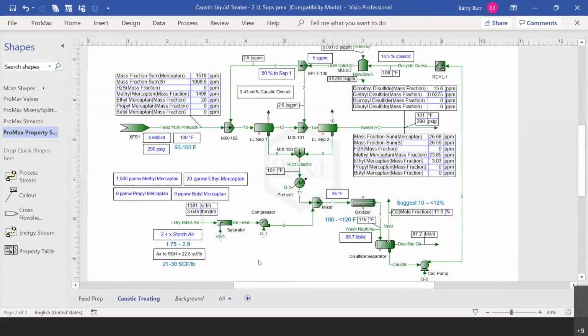So if anybody knows anyone who's interested in simulating their mercaptan removal system, we are very interested in helping. We have very nice models that are designed for very easy use and easy view of your key process information. We'll be glad to help on these. And we do quite a bit of these.